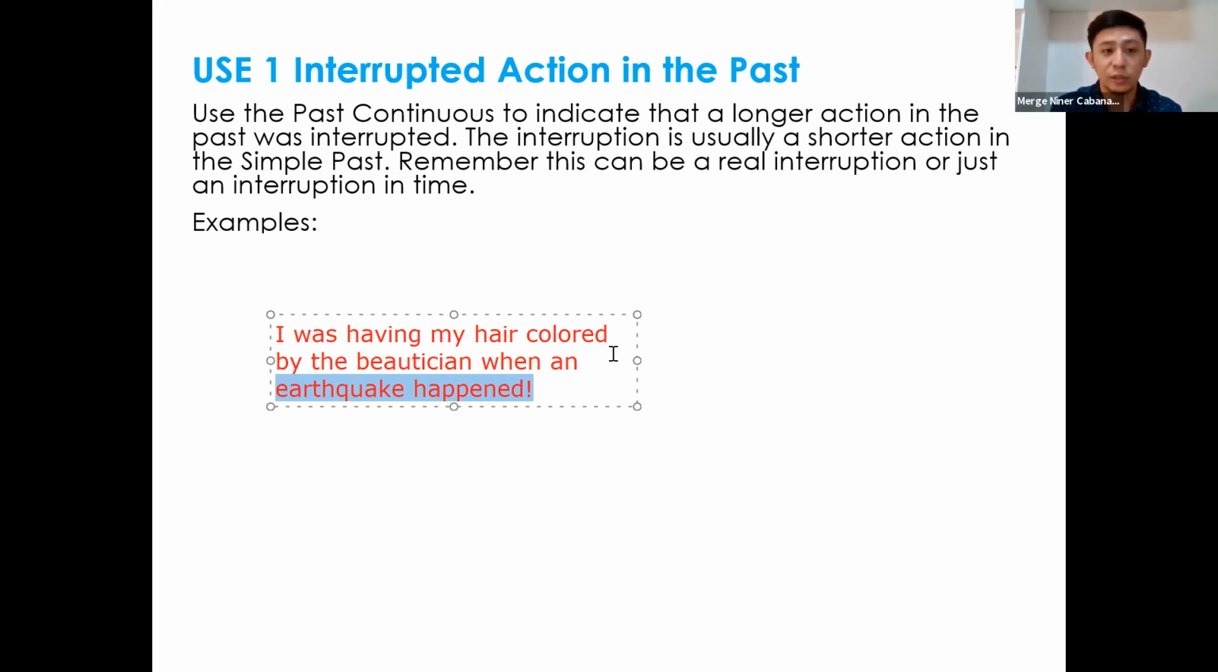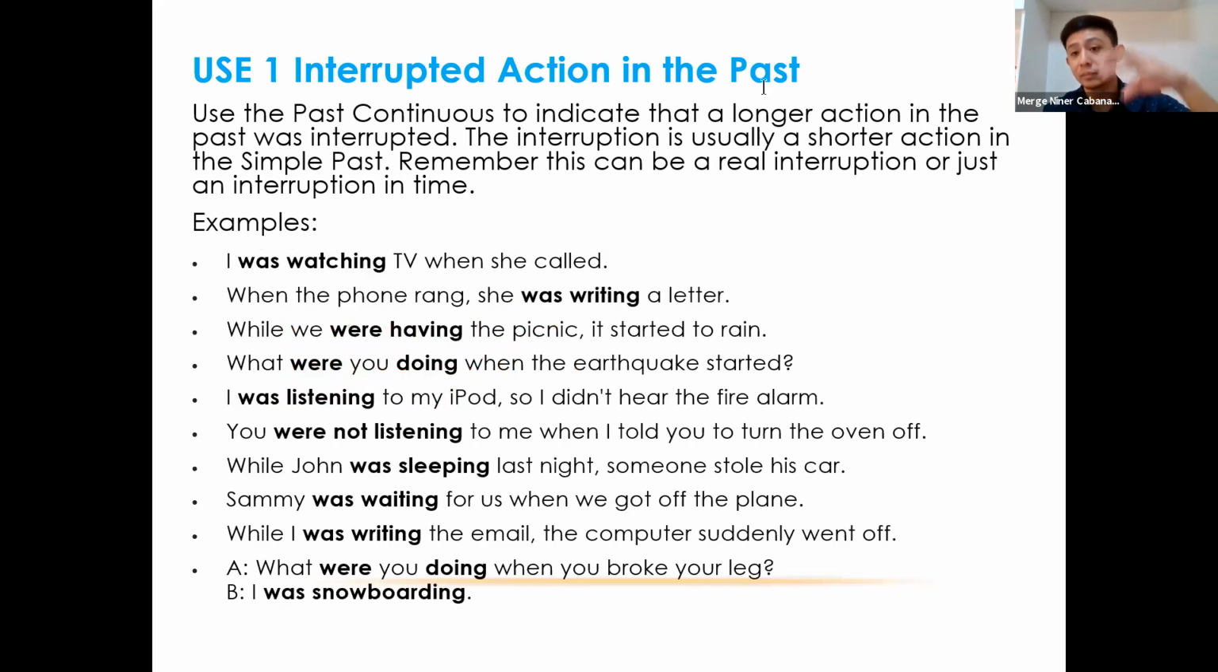So that's the first use of our past continuous. There should be one past continuous and there should be one past simple together to indicate that one action is interrupted and the interrupter got finished. So, while John was sleeping last night, take a look at this. This is another very unfortunate event. While John was sleeping last night, someone stole his car.